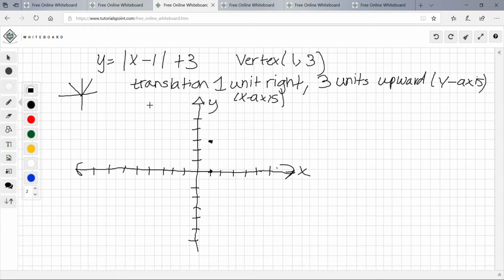And then we have to make that V shape because it's an absolute value graph. So it will look something like this. And if you wanted to make it really specific, you can plot points and do the table to make it look really good. But I just made a rough estimate.